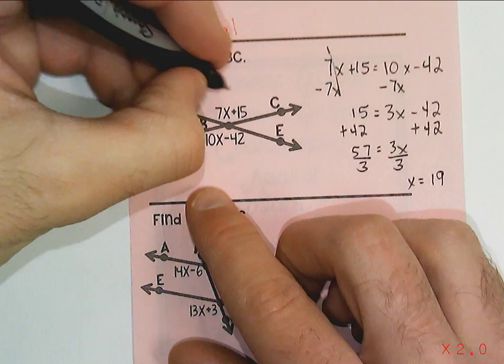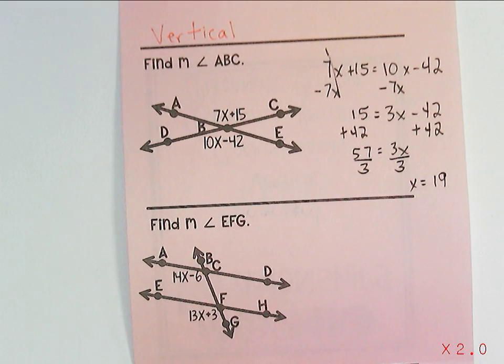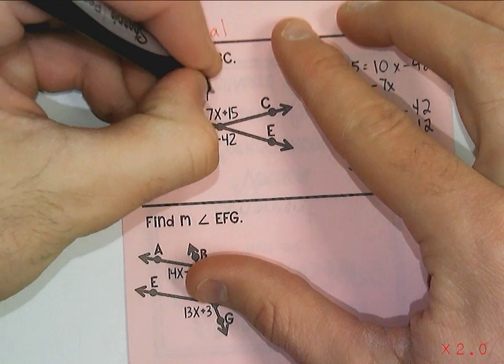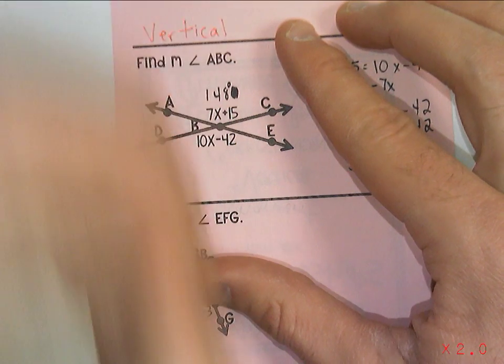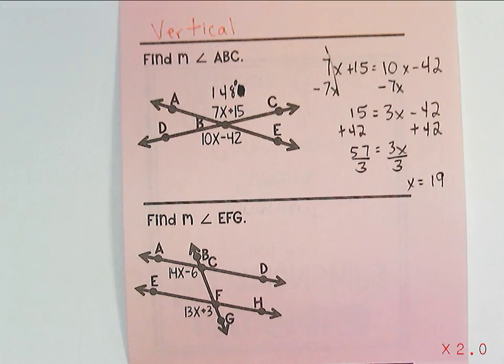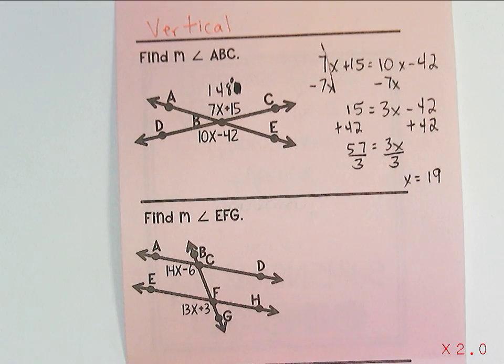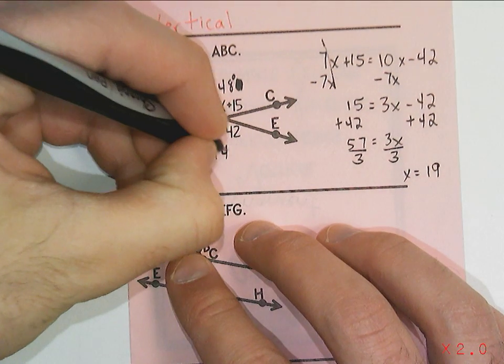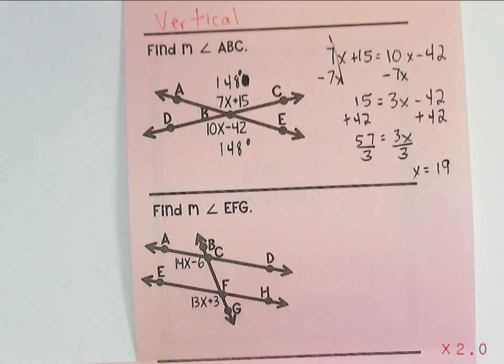So if we plug 19 in for each of these, so 7 times 19 plus 15 more would give me 148 degrees. Oop, not 1,480. 148 degrees. And since these are vertical angles, these should be the same. So if I put 19 in here, 10 times 19 minus 42 gives me 148. So we're in business. Those are vertical angles. And we just checked that algebraically.